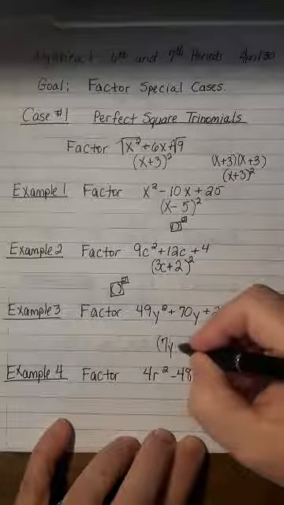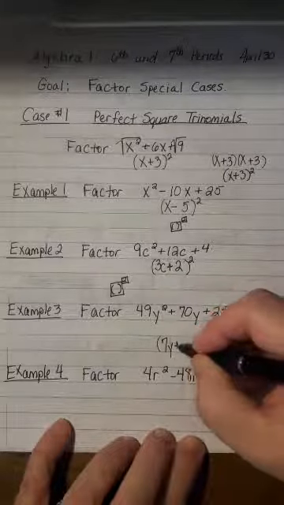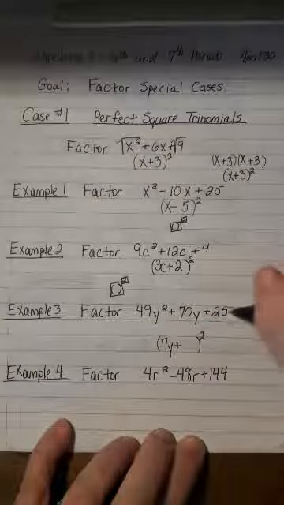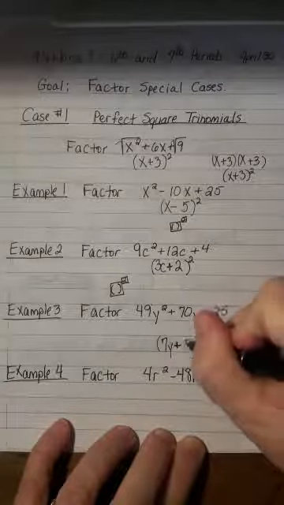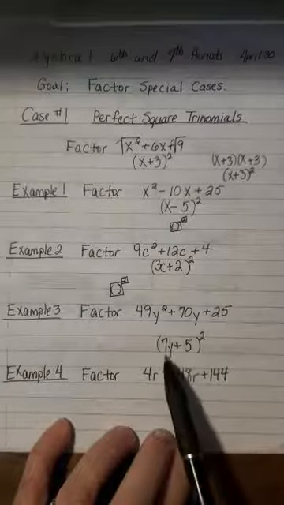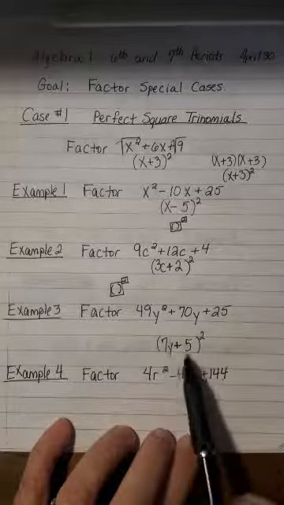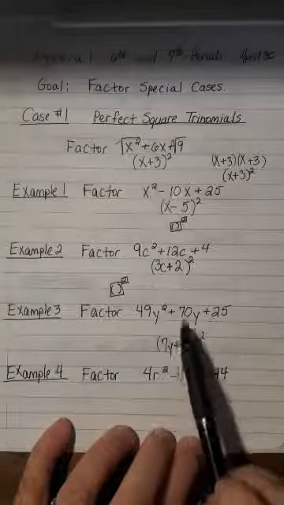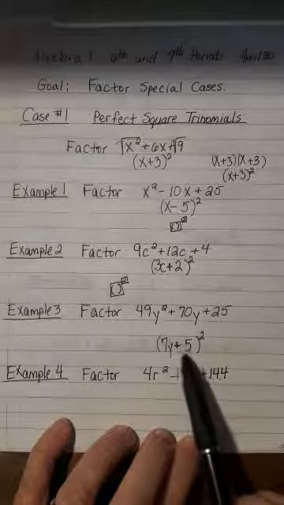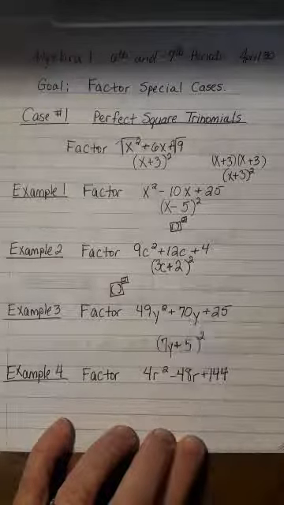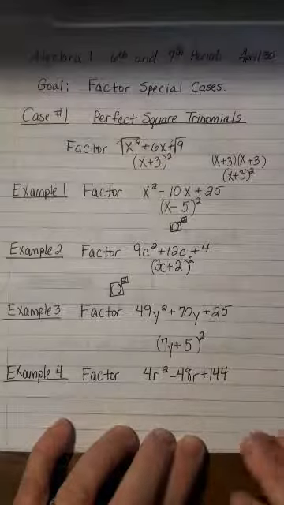Put the sign of the middle term. Take the square root of the last term. The square root of 25 is 5. And then let's just check and make sure that when you double this product, you'll get 70. 7y times 5 is 35y, and when you double that, you do get 70. So that is your correct answer.